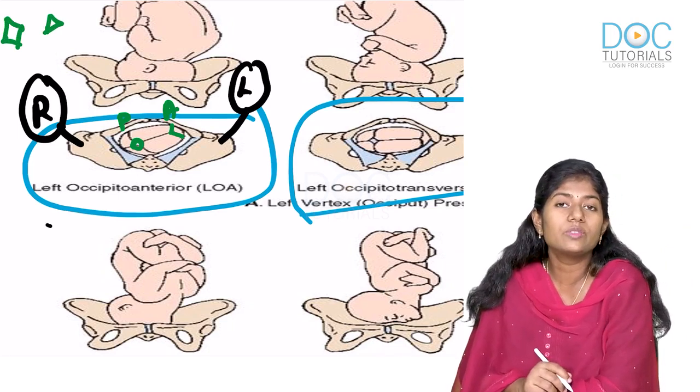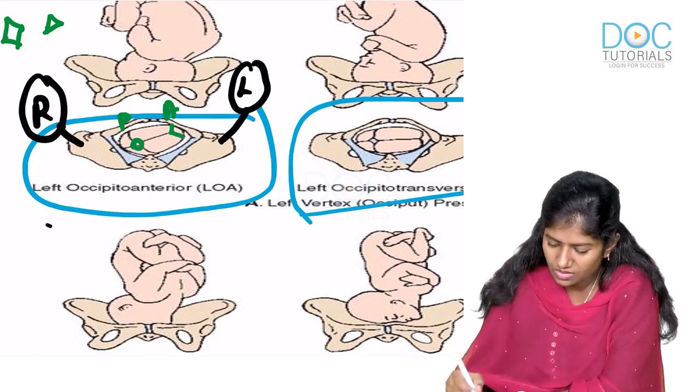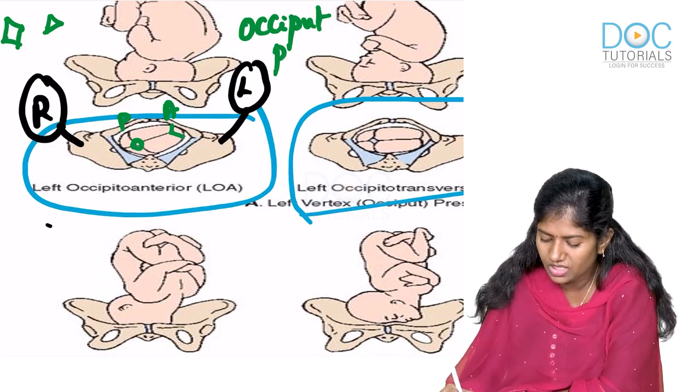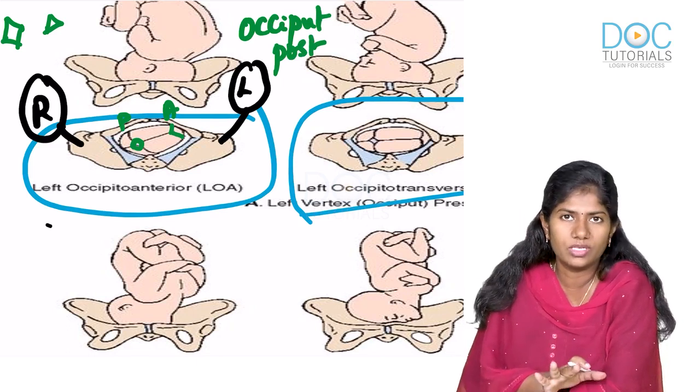Now, why should you know this? Because the occiput is close to the posterior fontanelle. I am telling you all this basically to identify where the occiput is.